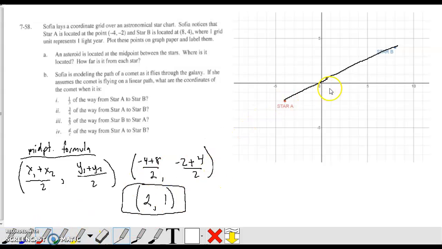And if I look at my grid, if I go over 1, 2, and then up, it's not bad. I almost hit my chart. So I'm going to say that this is the midpoint. Okay, so where is this located? We figured out. How far is it from each star? Okay, so we can kind of use this judgment.